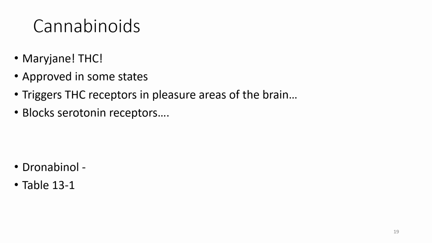Now, cannabinoids are typically used for severe nausea. Okay, so if you're testing and you see A, B, C, or D and your selection is severe nausea, you need to think back to cannabinoids. Okay, again, it's approved in some states, and we typically only give this in instances where everything else has been tried and failed.